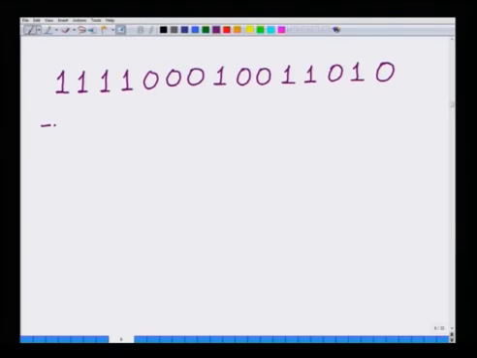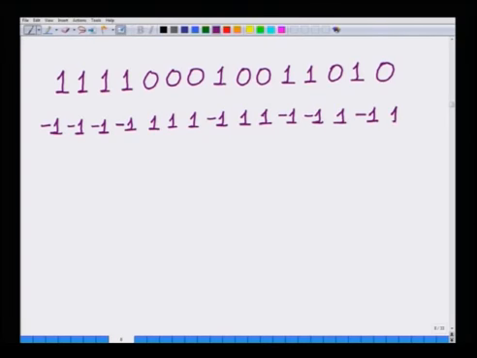So, I will have the code that is given as minus 1, minus 1, minus 1, minus 1, 1, 1, 1, minus 1, 1, 1, minus 1, minus 1, 1, minus 1, 1. Alright, this is the code. So, given the p-n sequence, I am mapping 1 to a minus 1, 0 to a 1 to generate the code. Now, let us look at the properties of this code.